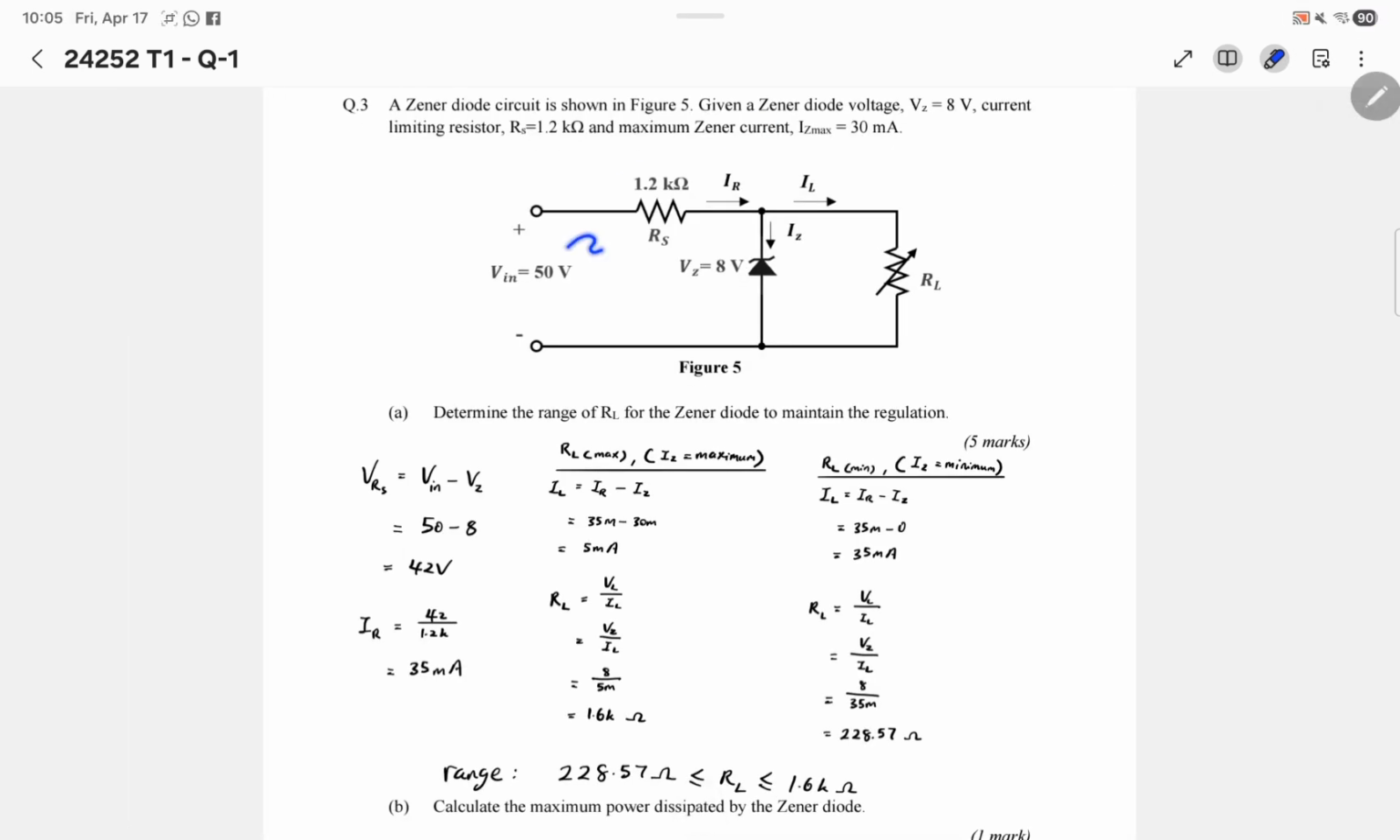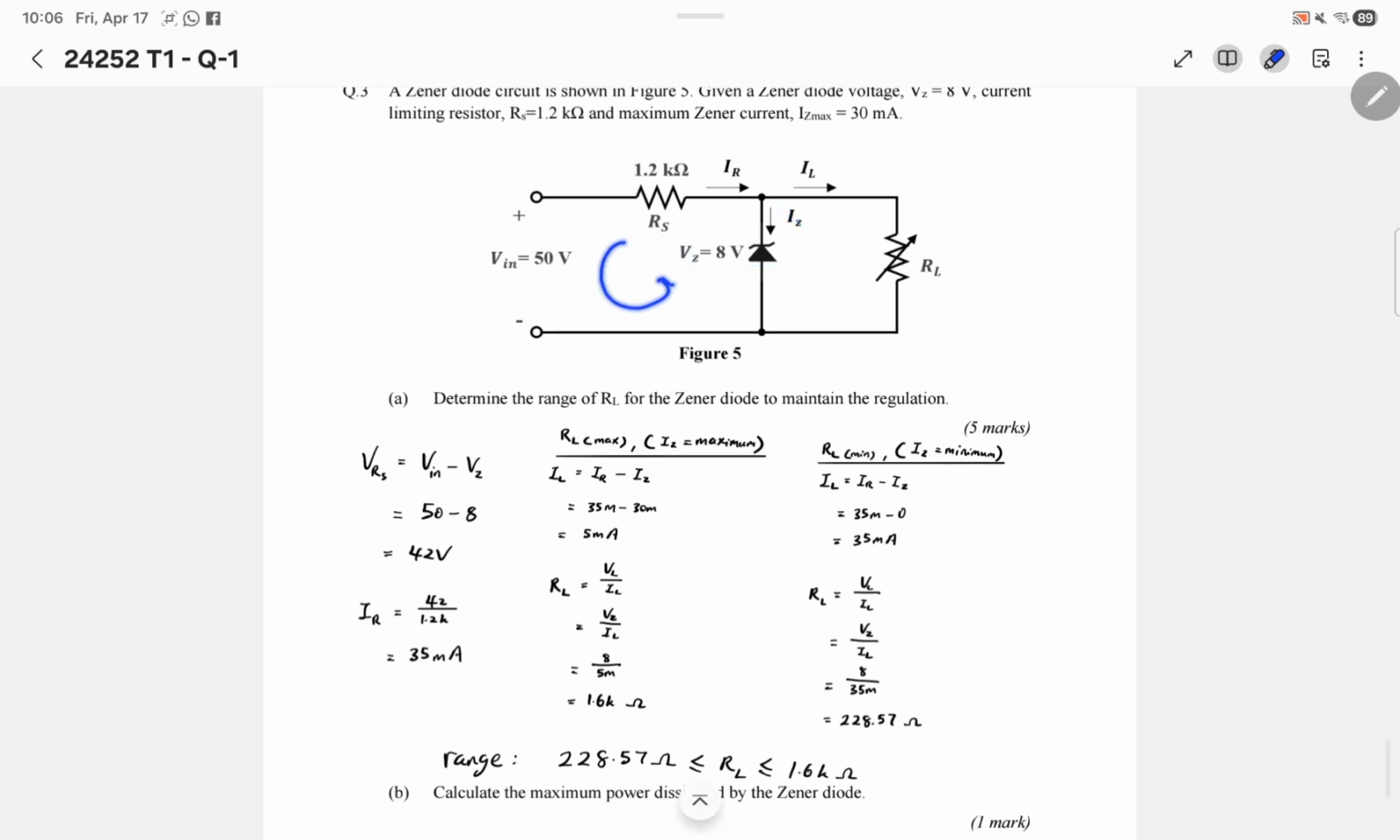For question 3, this is the original circuit. Then we need to calculate the range for RL. Since the Zener diode is functioning, VL is maintained at 8 volt. Using KVL, we get that VIS equals V in minus VZ, so 50 minus 8 equals 42 volt.